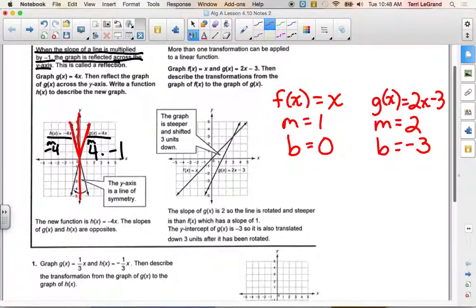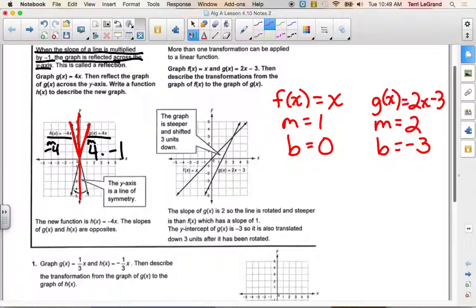Cameron, what's one thing that did? The slope changed. Did it change to an opposite sign? No, they're both still positive, aren't they? So could a reflection have happened if they're both still positive? No, no reflection happened here. Okay, what happens then if the slope changes and they stay the same sign? They're both positive like they are.